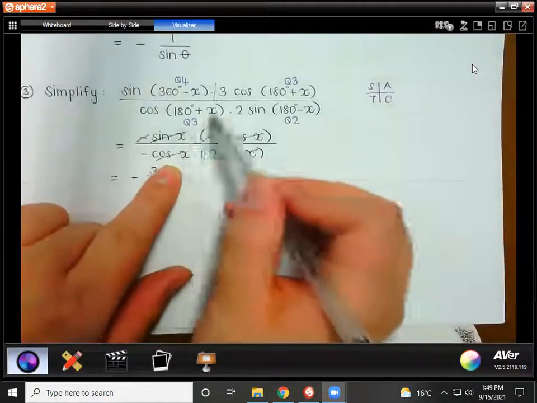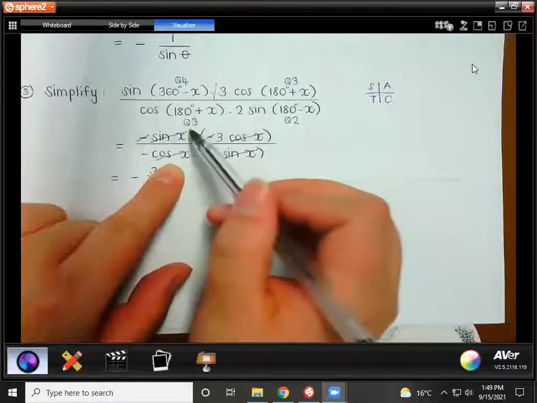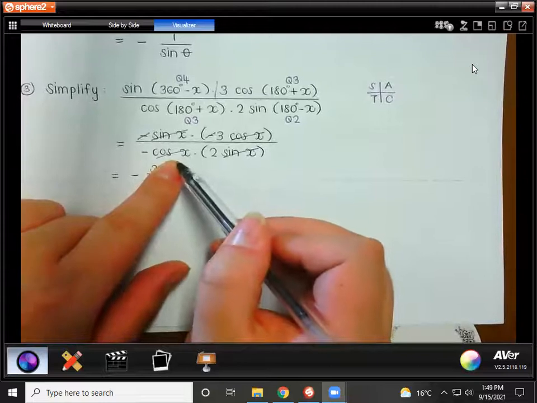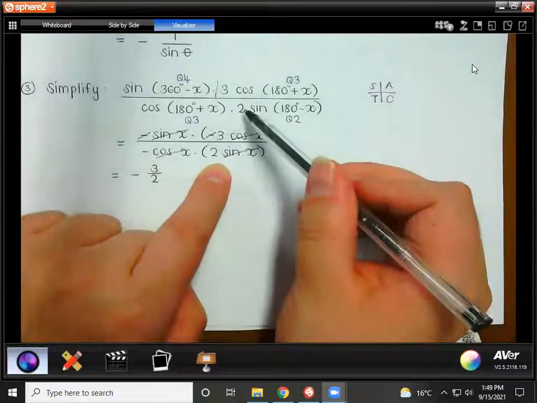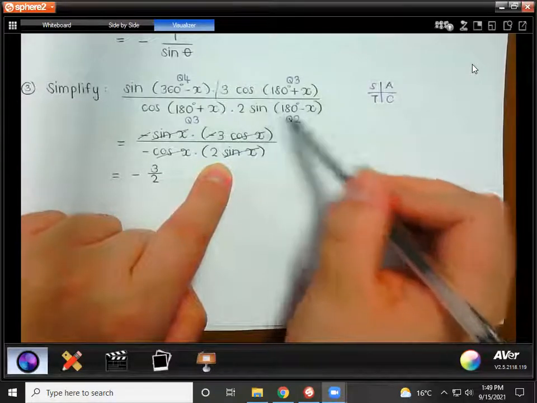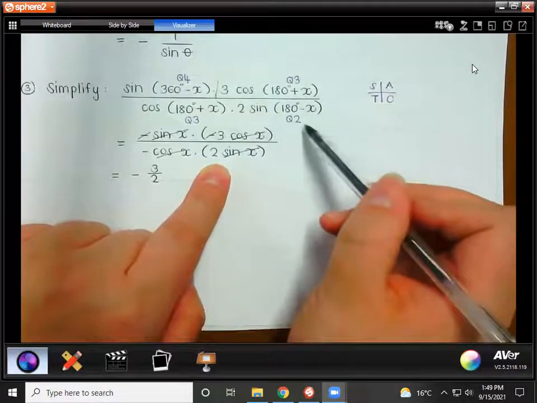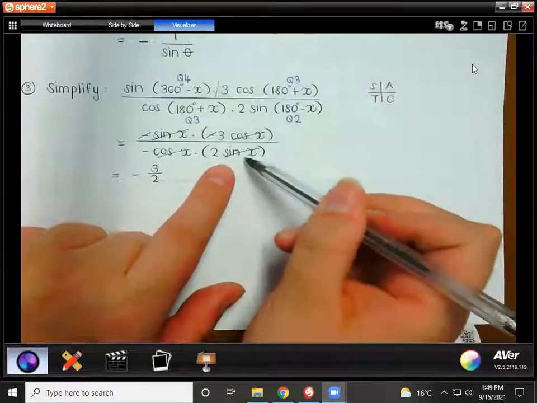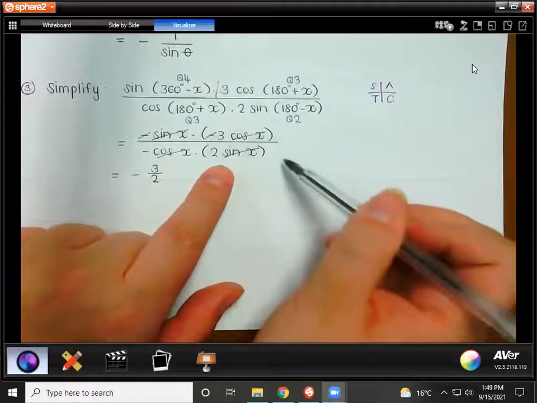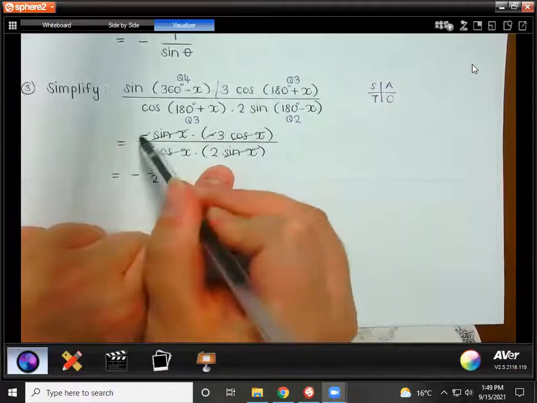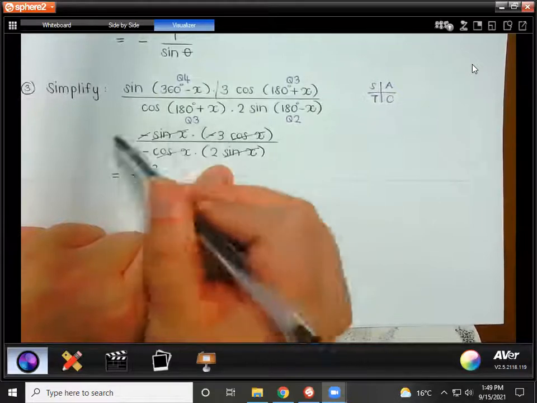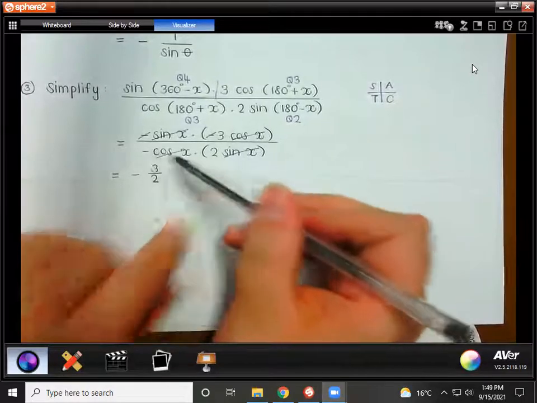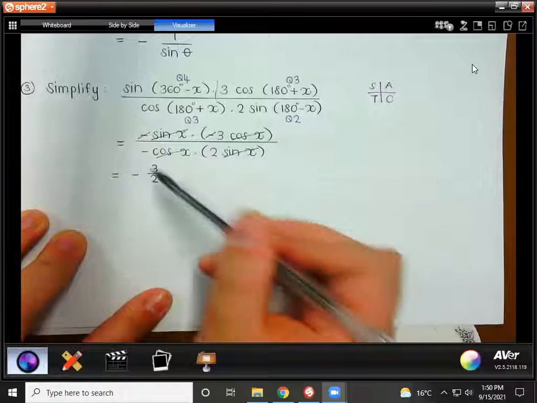At the bottom, we have the same thing. Did you guys notice that? Again, we have cos(180 plus x). 180 plus x is in the third quadrant, so that is again going to become negative cos x. And then we have 2 times sine of (180 minus x). 180 minus x is in the second quadrant, and sine is positive there, so that just becomes positive sine x. Could have just left it in brackets. Then what I did was I saw that I have a negative times a negative. That's going to become a positive. That's why I drew lines through those minuses. But then you still have a negative at the bottom. So you have 3 over -2.